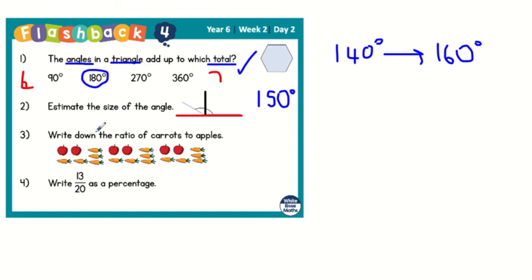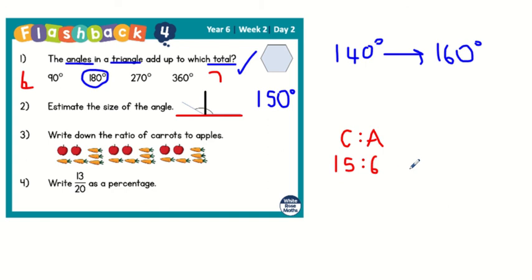Okay then, we're on to our ratio question. Question number 3. Write down the ratio of carrots to apples. Okay, so we want carrots to apples. So let's see how many carrots we've got all together. 1, 2, 3, 4, 5. So we've got 5, 10, 15 carrots to 2, 4, 6 apples.